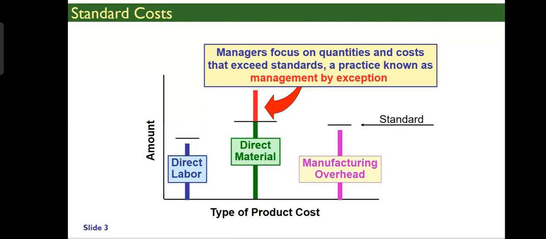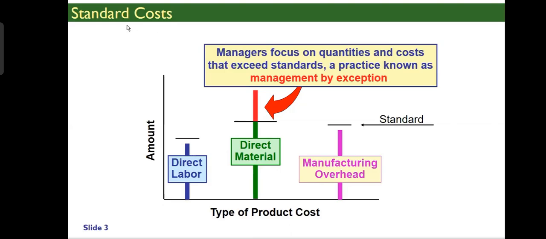Management by exception means that you have set standards. There is a direct material cost, maybe $20. As long as it is $20, it is okay. Whenever it increases beyond 20, then you find out the reason. So you set standards: standard for overhead, standard for labor, standard for material. Anything which goes beyond standard is something which you need to investigate.